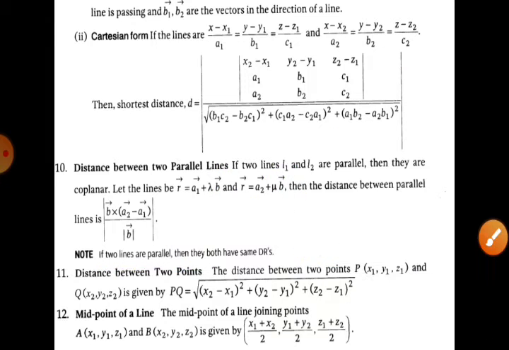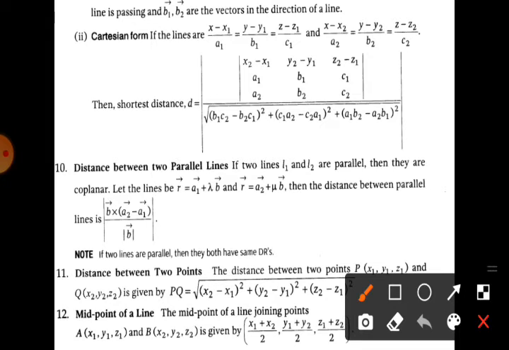Distance between two points. Let P of x1, y1, z1 and Q of x2, y2, z2. Then the distance between the two points is the square root of x2 minus x1 the whole square plus y2 minus y1 the whole square plus z2 minus z1 the whole square. Midpoint of a line joining the two points A of x1 y1 z1 and B of x2 y2 z2 is given by x1 plus x2 by 2, y1 plus y2 by 2, and z1 plus z2 by 2.